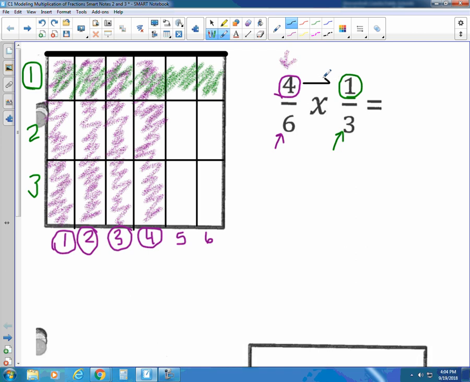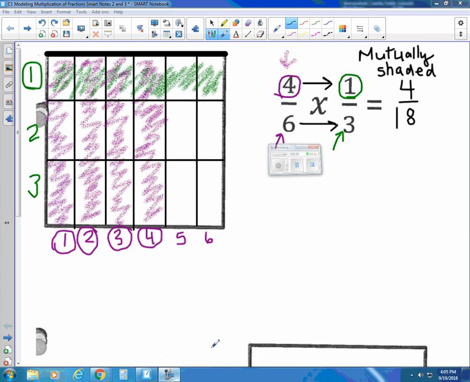So over here I'm going to do the math. 4 times 1 gives me 4 and 6 times 3 gives me 18. So if I have shaded in my grid properly, then the 4 should represent any boxes that are what I call mutually shaded, or shaded by both colors. So I want you to take a minute and look at the grid we've done and decide how many of them have both purple and green crayons on them.